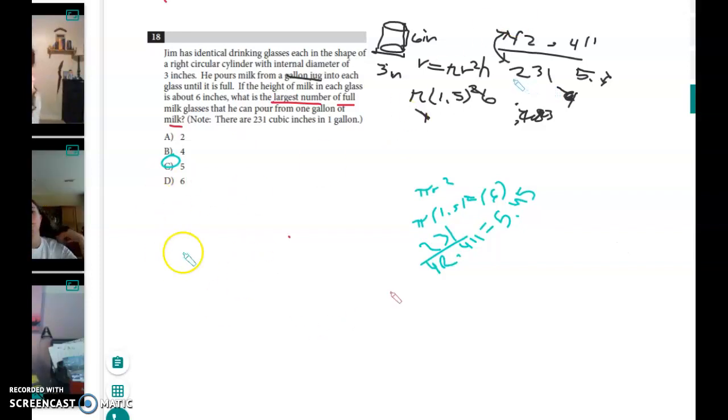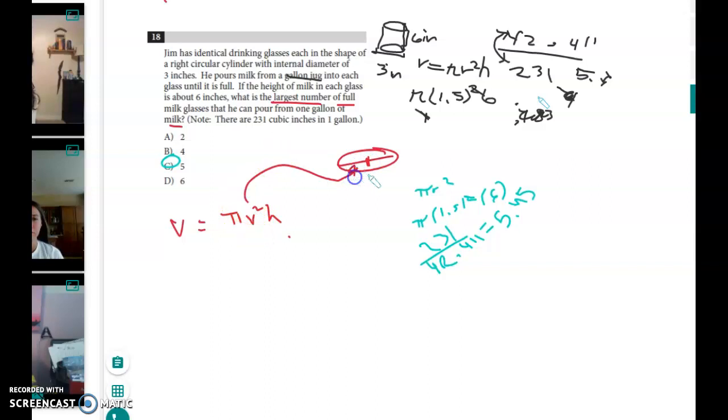So that's good. You both have pi r squared h. Volume is pi r squared h whenever you have a right cylinder. And in this one, 3 inches is the internal diameter, so the diameter is 3 inches, but the formula says radius, so we have to use the radius. Radius is 3/2, or you can say 1.5. Since the diameter is 3, the radius is going to be 1.5.